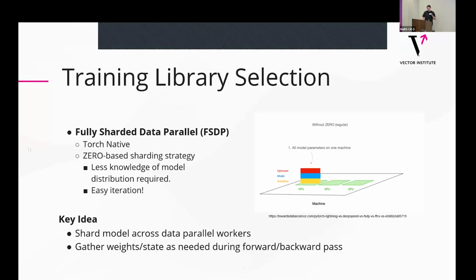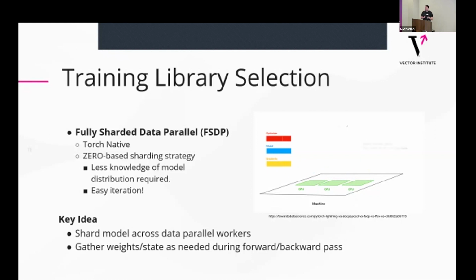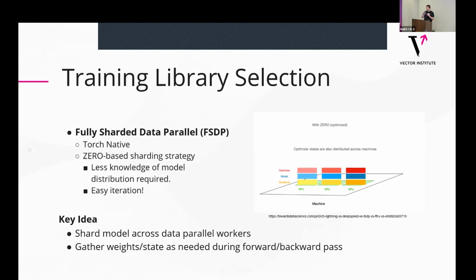But a key thing to keep in mind is the way that it implements parallelization. You can think about it as taking a vertical shard of your model and placing it on each of your data parallel workers. As you're computing your forward and backward pass in the model, you're communicating between all those workers, gathering those weights as needed, computing your forward or backward pass, and then freeing that memory as you go. So it facilitates this parallelization, but has a communication overhead.